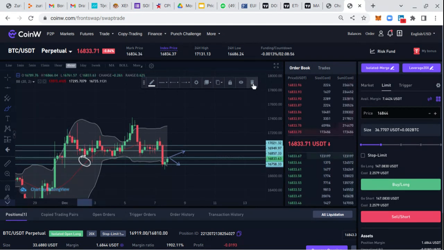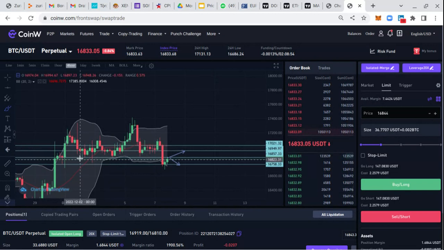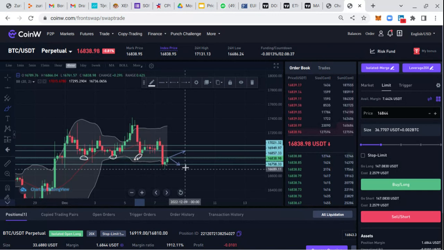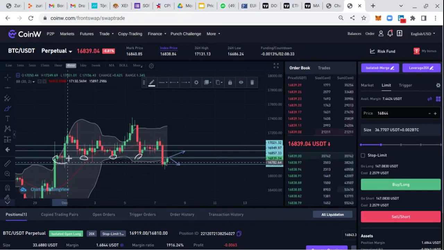Let me delete this. Now you can see here there is a swing point. You can see here too is a swing point. They are almost on the same level. Here too is a swing point. So these are swing points, for example.